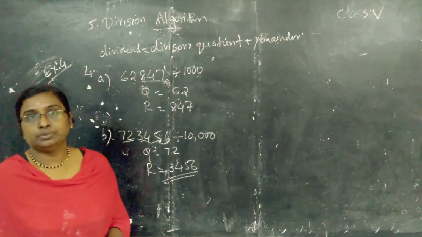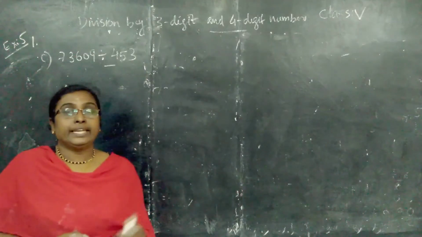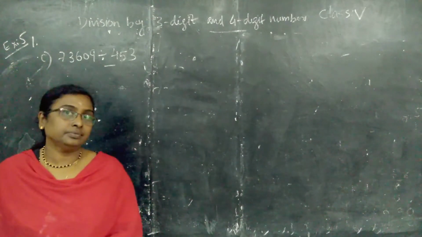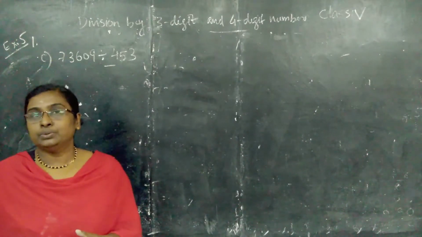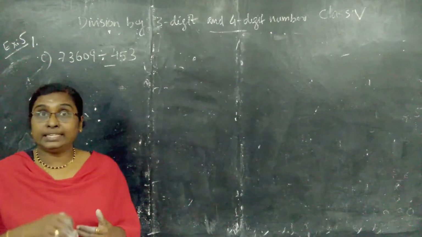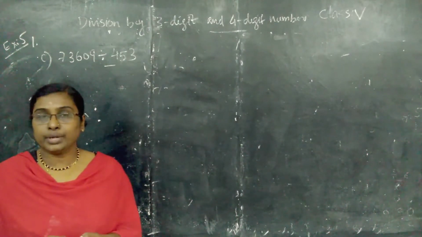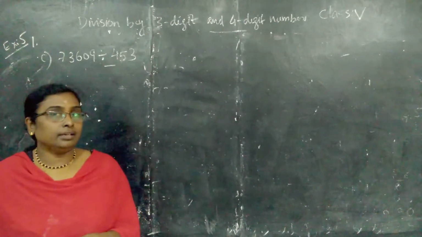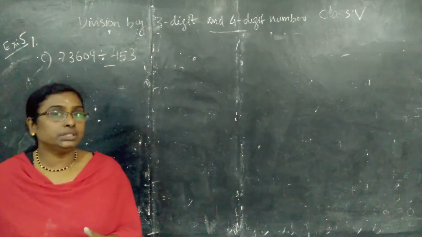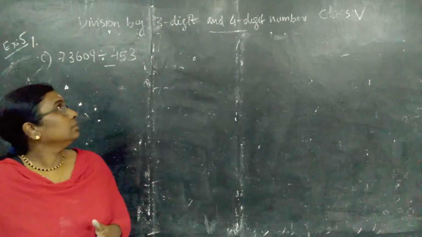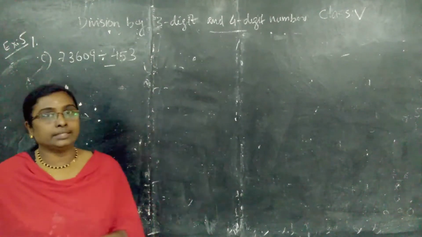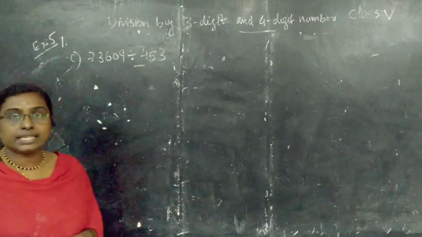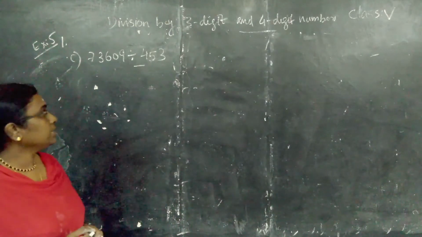Okay. All of the questions you should do as homework. The next topic is division by 3-digit and 4-digit numbers. This is similar to the division you have learned in lower classes. You studied division by 2-digit numbers. This is similar to that. Okay. For that, exercise 5.